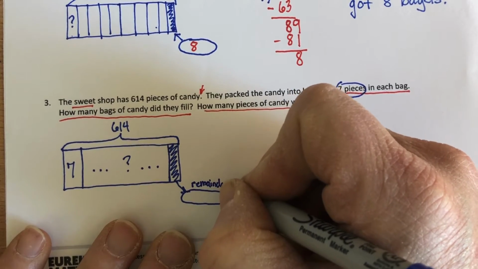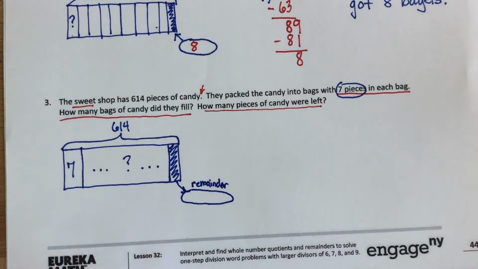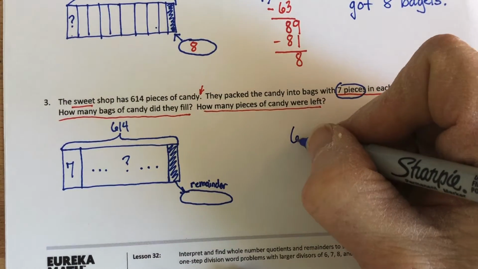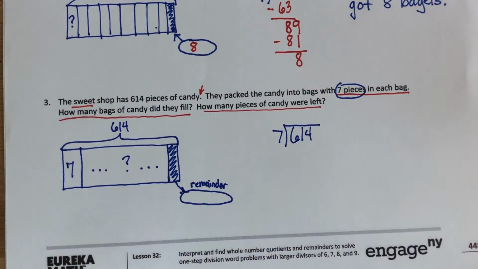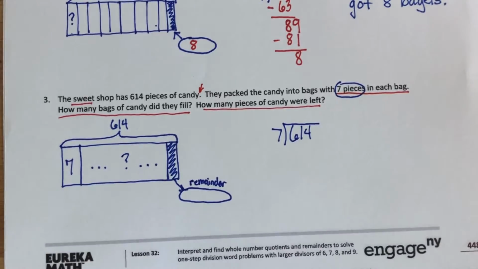Remainder. Okay, so now I need to figure out what my answer is here. So let's do that. If I have 614 pieces of candy, and I divide that into groups of 7, right? Those are groups of 7. How many groups am I going to have? I need to know that, and I need to know my remainder.